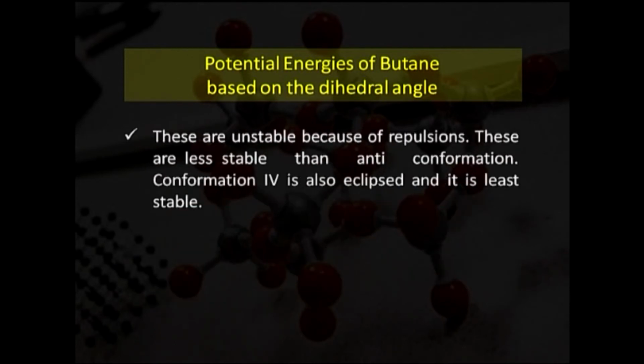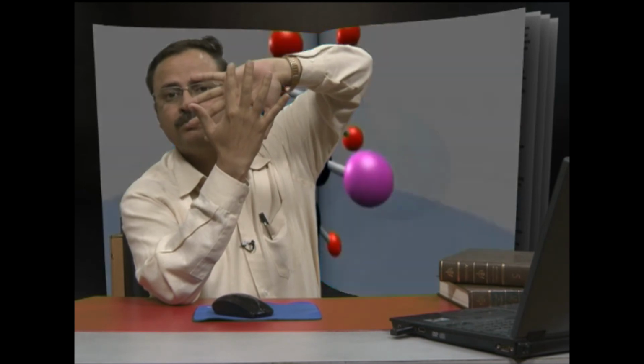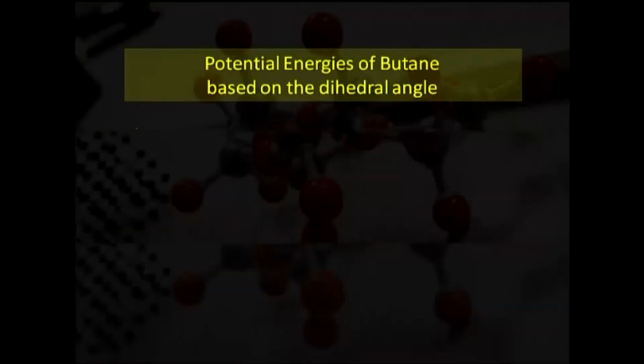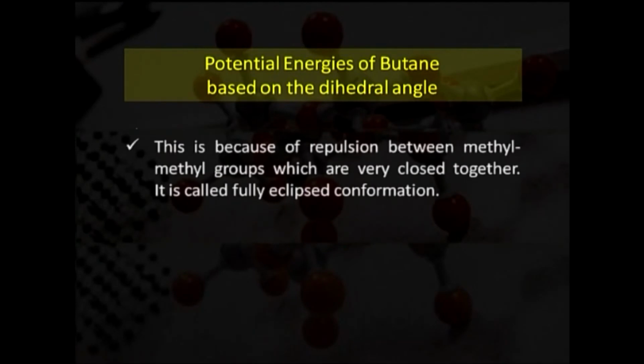These are unstable because of repulsion; these are less stable than anti conformation. The fourth conformation is also eclipsed and it is least stable, because in the eclipsed form the energy difference is minimum. So, due to the force of repulsion, these are less stable, and if we are using the anti form, then both groups are far apart and there is less repulsive force. So, it is highly stable. This is because of repulsion between methyl groups which are very close together. It is called fully eclipsed conformation.